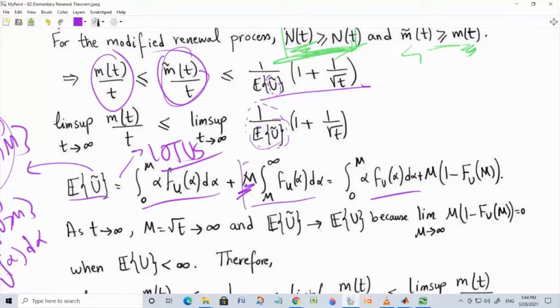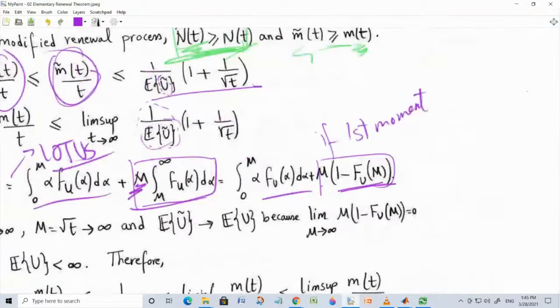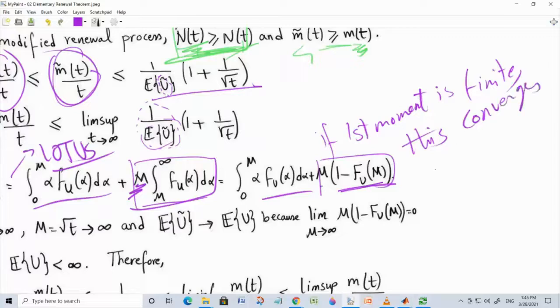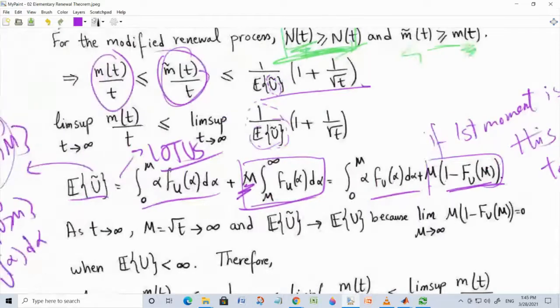For the second part, what is it? The second part is M multiplied by 1 minus the CDF. I think it was a homework problem that you showed that if the first moment is finite, this converges to 0 as M goes to infinity. So basically we took M to be square root t. If you take the limit as t goes to infinity, M also grows without bound.